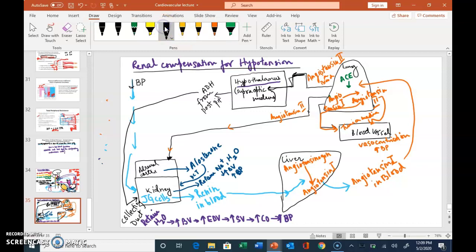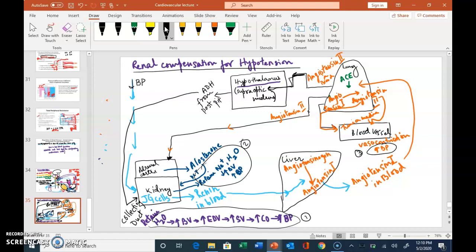So these are the three compensatory ways. So we just looked at this one, right? This is number 1. This is our number 2. And this is our number 3. Okay, let's do a super quick review. So the problem is we have low blood pressure, right?